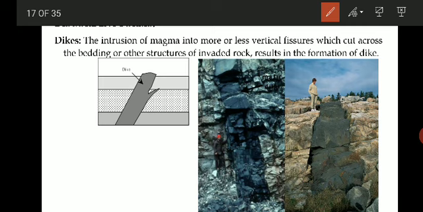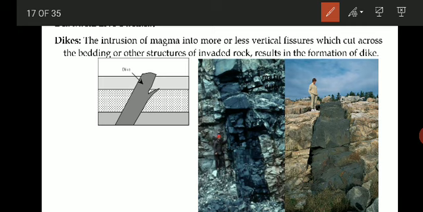They commonly occur in the form of a wall-like mass, and they are exactly or nearly vertical in position. The thickness of these dikes varies from a few inches to many hundreds of feet. Even the length of the dike may vary from a few yards to several miles. It will run miles together.